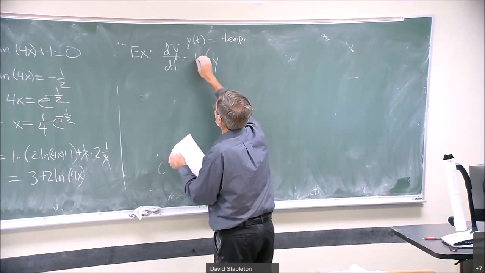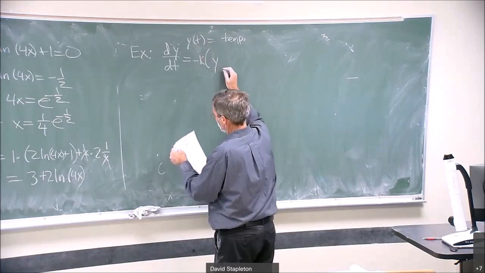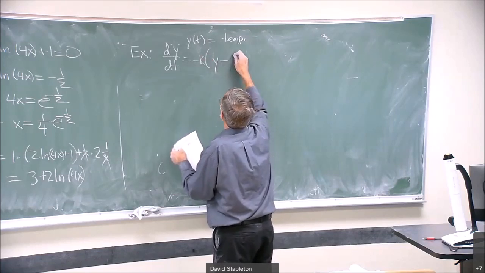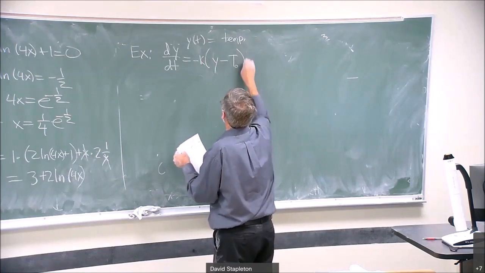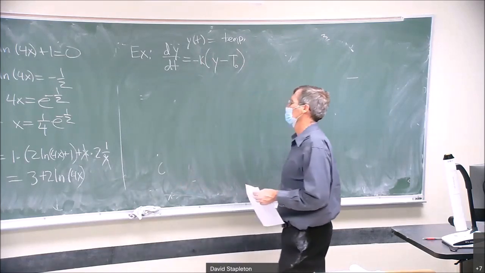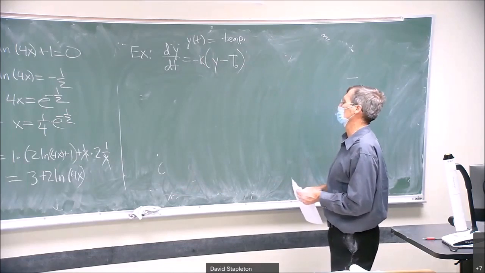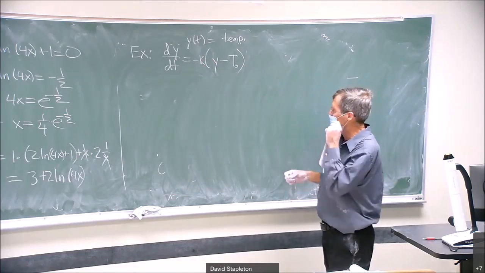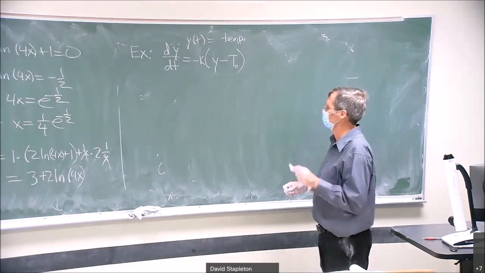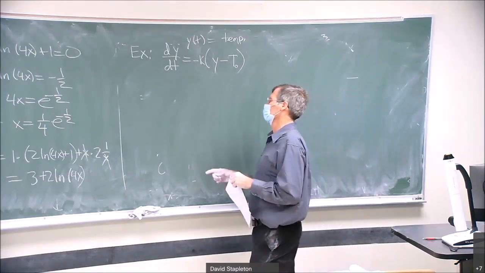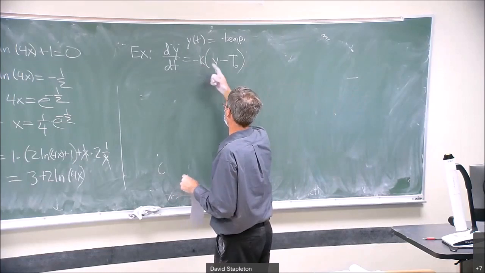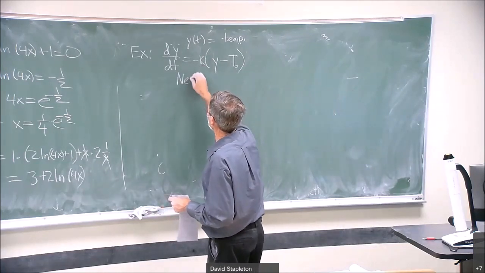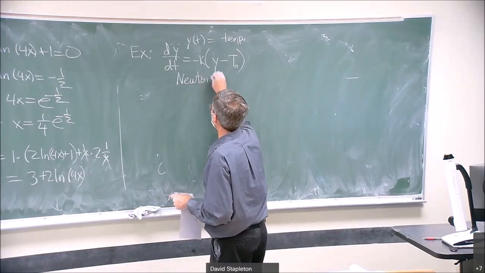minus k times y minus some temperature T0, the ambient temperature of the fluid that you drop it into. So suppose there's so much fluid that the body you drop in doesn't heat it up, it just stays about the same temperature. Then the rate of change of the temperature is proportional to the difference between these two. Newton's law of cooling.